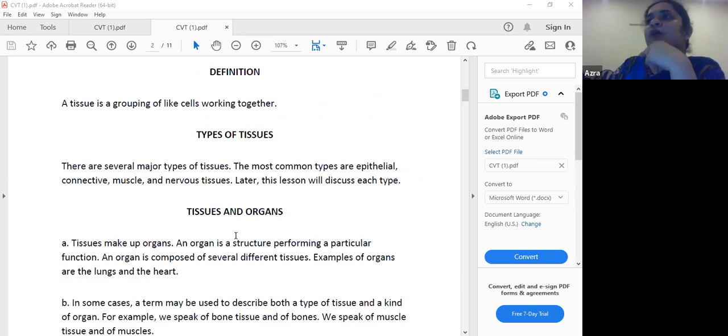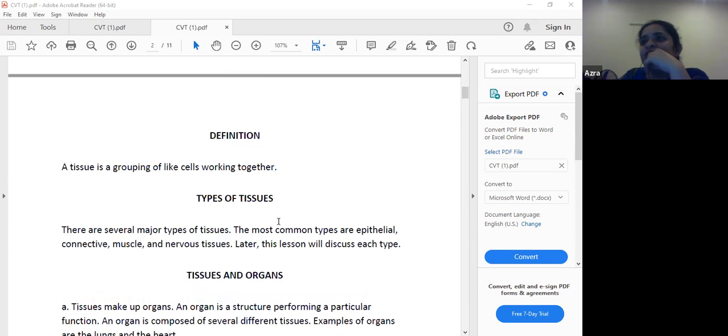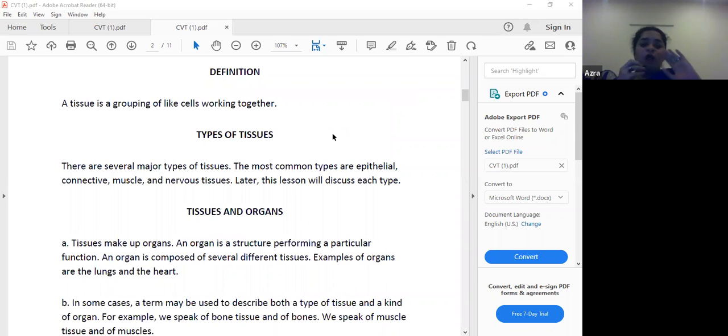Okay, thank you. So first, what is a tissue? First of all, students have to know what a tissue is. So what is the definition? Listen, if you have any problem or don't understand anything, just ask me at that time. I have chosen a short definition which is easy for you to learn. A tissue is a grouping of like cells working together. That's it. This is the definition.